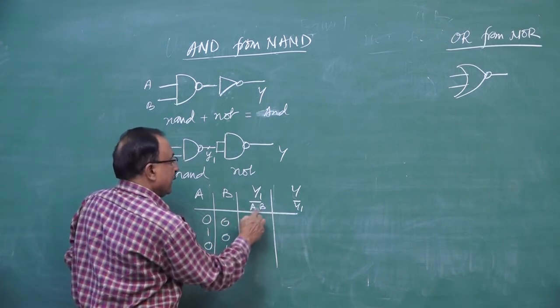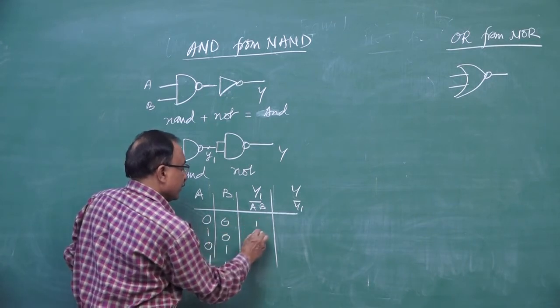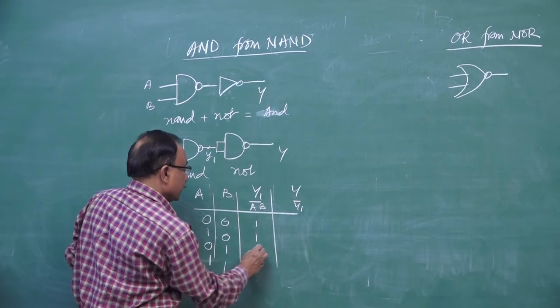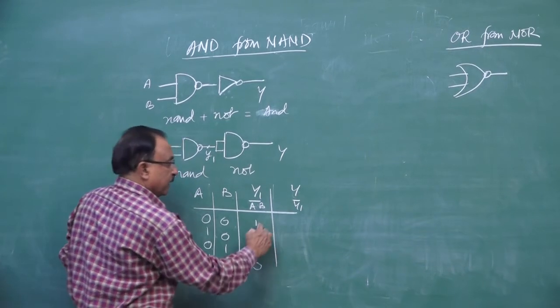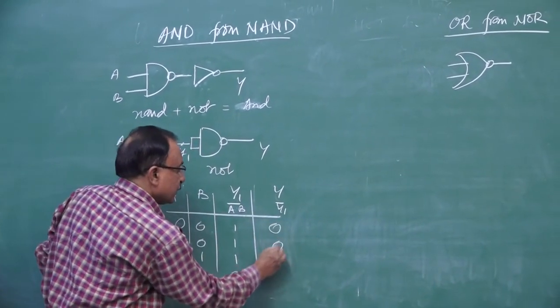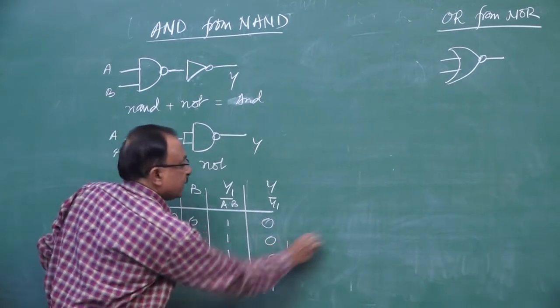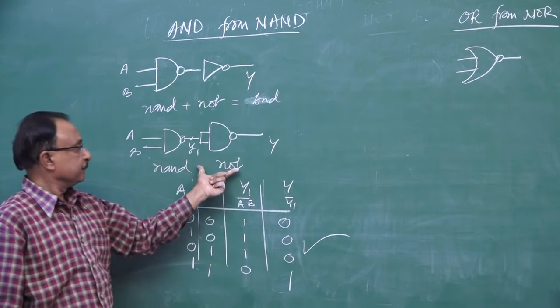Y1 output will be (A into B) naught. 0 into 0 is 0, invert is 1. 1 into 0 is 0, invert is 1. 0 into 1 is 0, invert is 1. 1 into 1 is 1, invert is 0. And the invert of Y1 is 0, 0, 0, 1. This is the NAND gate. This is the AND gate. This is the output of the AND gate.